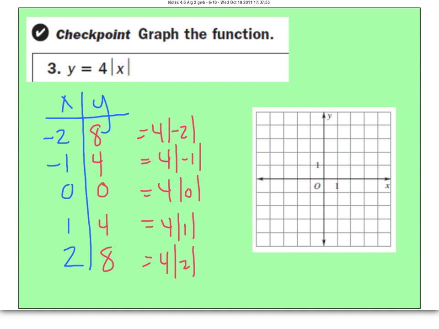It looks like I'm going to need a little bit more height on my y to get to 8, so we have 1, 2, 3, 4, 5, 6, 7, 8. Let's graph it. Negative 2, 8. Negative 1, 4. 0, 0. 1, 4, 2, 8. If I connect it, it's going to look like a V. And that, again, is the absolute value graph.